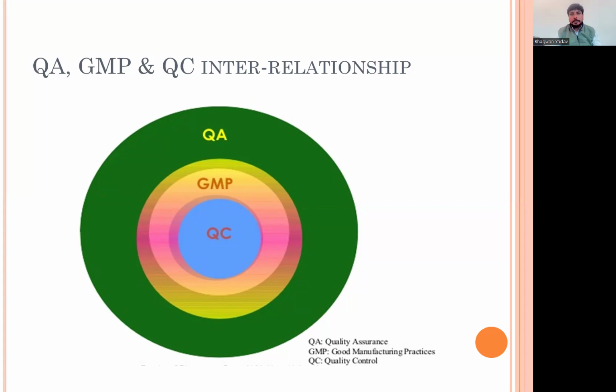So QA is a department in which we prepare the GMP, or we can make the rules and regulations for GMP. And as we mentioned rules and regulations, procedures and principles in GMP, QC will follow the same thing. Or we can say QC is following the GMP and GMP is according to the QA. So this is the interrelationship between GMP, QA and QC.